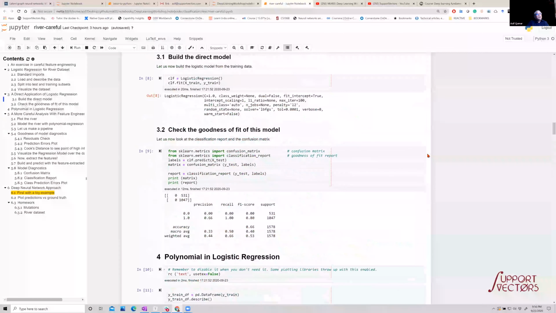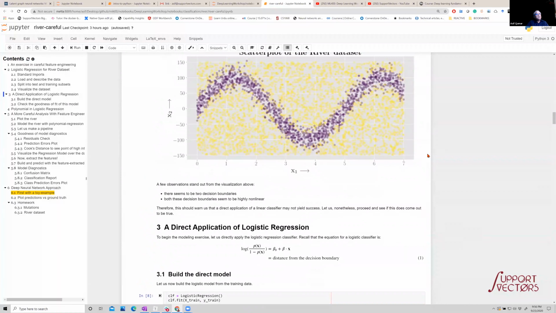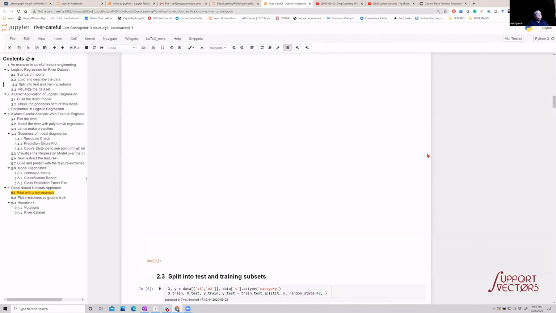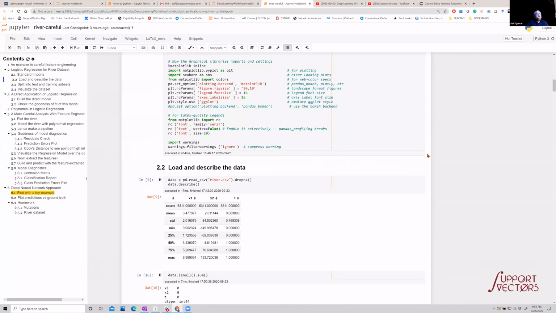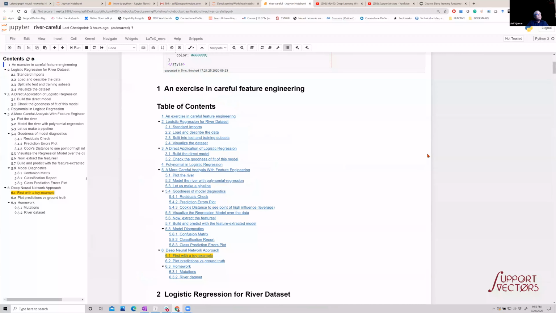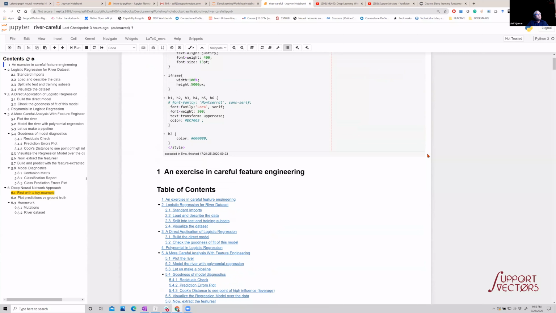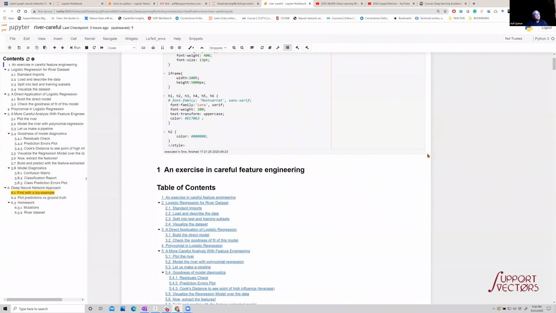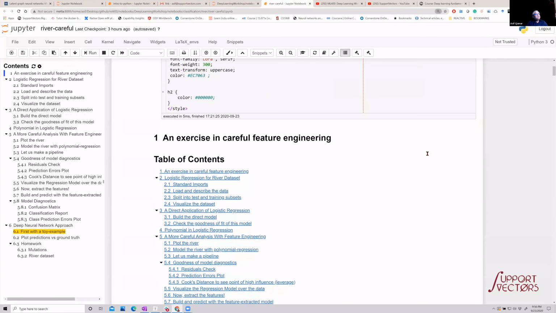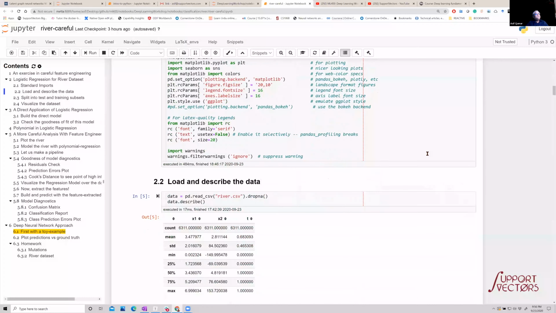For that, those of you who have done workshops with me in the past will perhaps be familiar with this particular notebook and this river data set. It's a very simple data set. I'll just walk you through it a little bit. This data set looks like this.